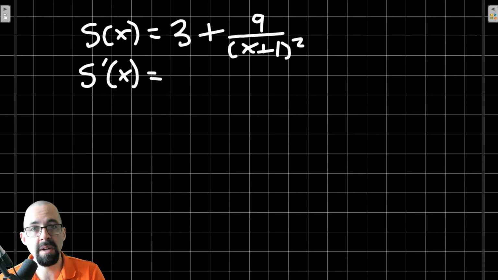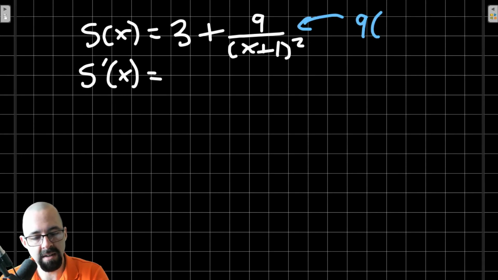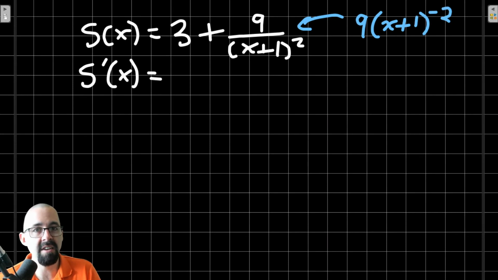Well, the derivative of 3, that's easy, 0. Derivative of a constant is 0. For the second part, remember, this can be written as 9 times (x plus 1) to the negative second. Negative exponents mean reciprocal, so these are the same two things. And the second one is much easier to use the power rule on. So we're going to do that.